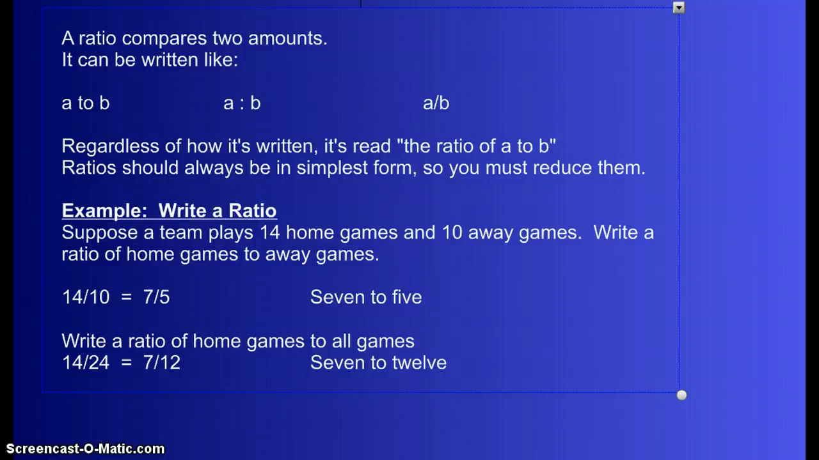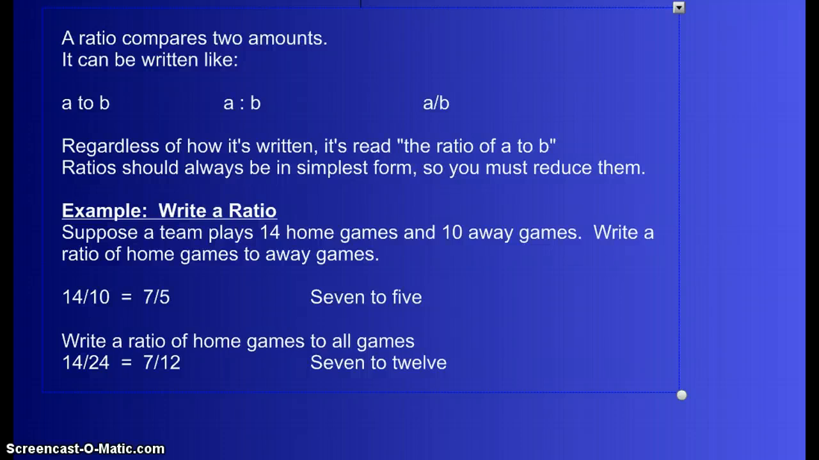So to write a ratio of home games to away games, we're going to put the home games, 14, over the away games, 10. But unfortunately, this isn't reduced, so you have to reduce this to 7 to 5. And that's how it's read. 7 over 5 is 7 to 5.